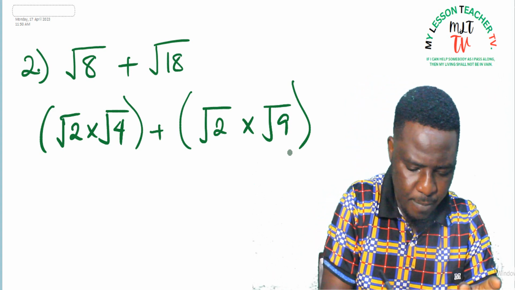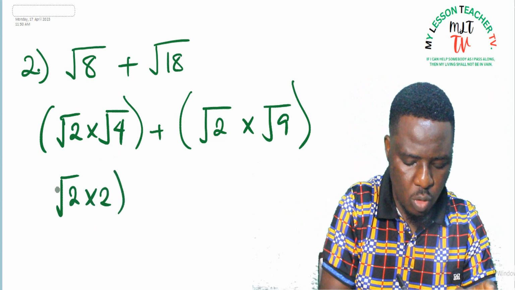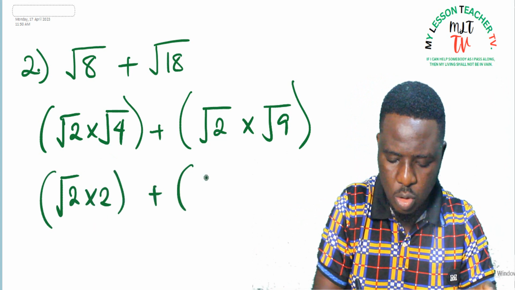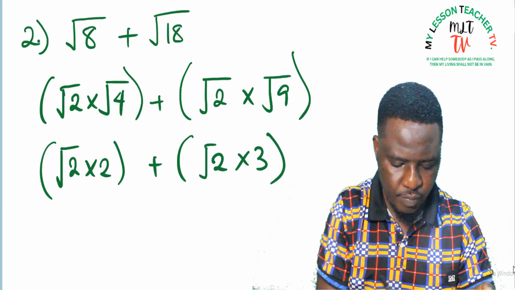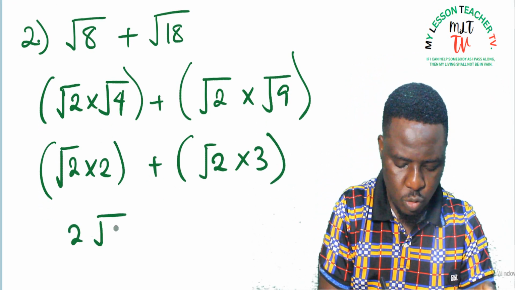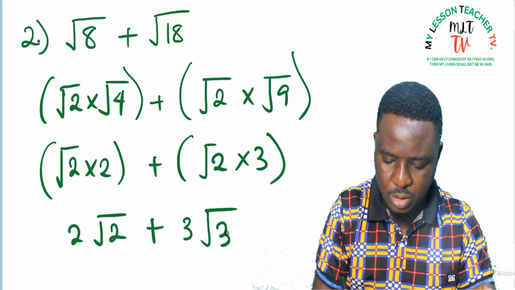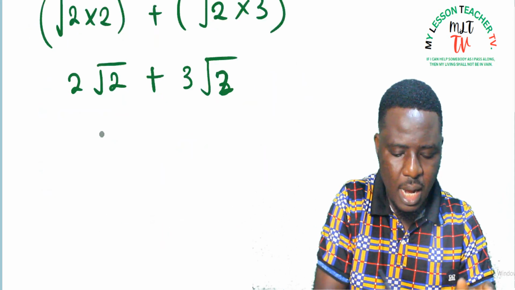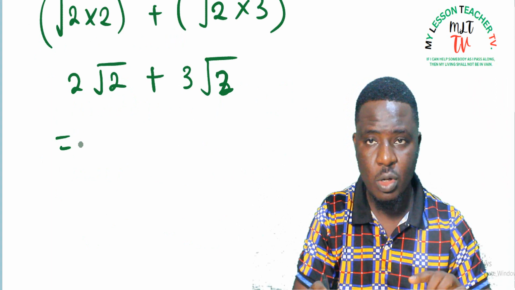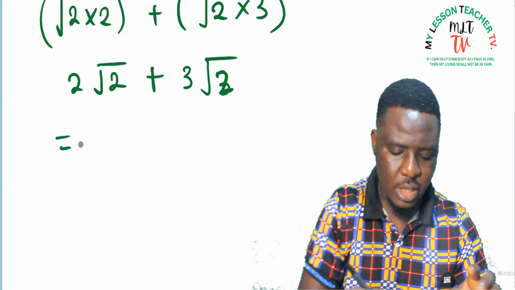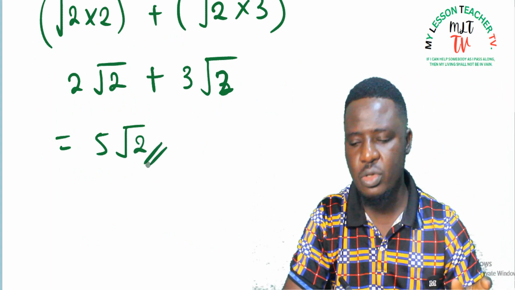So simplifying it further, this becomes root 2 times 2 plus root 2 times 3. And if you simplify, this gives us 2 root 2 plus 3 root 2, and when you add 2 root 2 to 3 root 2, because they are similar surds, it gives us what? 5 root 2. And that is your answer.